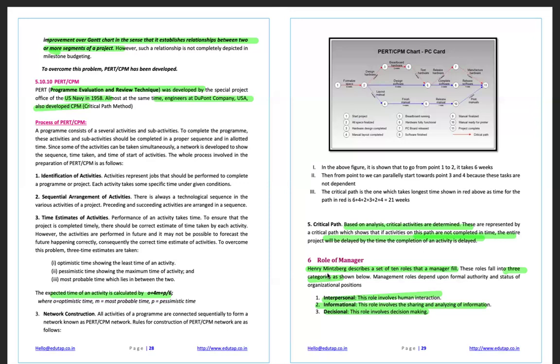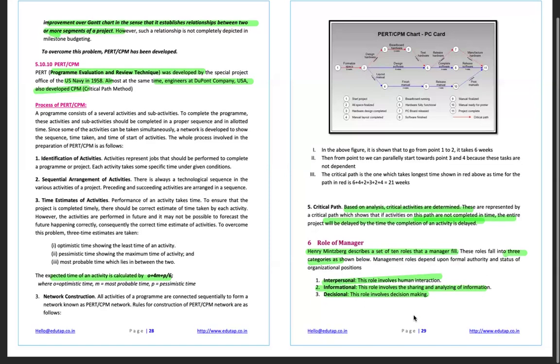Role of manager. Henry Mintzberg describes a set of 10 roles. This is important, there are 10 roles. Henry Mintzberg described the roles of a manager. These roles fall into three categories. Interpersonal, this role involves human interaction. Informational involves the sharing and analyzing of information. Decisional, this role involves decision making.